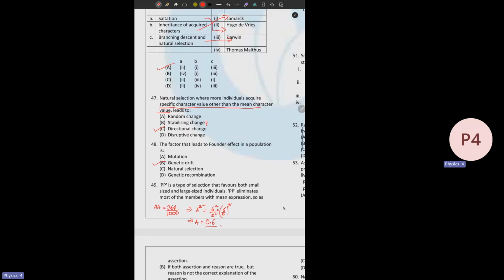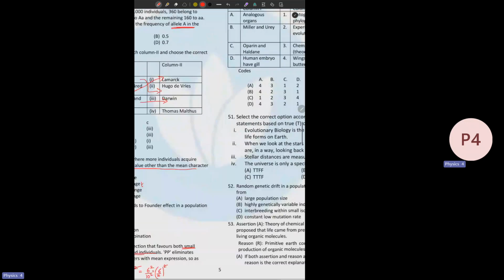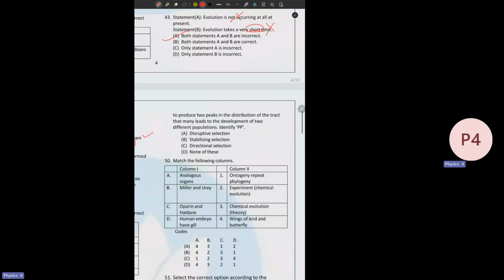Next, capital P is a type of selection that favors both small sized and large sized individuals. Capital P eliminates most of the members with mean expression so as to produce two peaks in the distribution. See, now the hint is in the question itself that in the graph of a natural selection, there are two peaks, and two peaks arise in disruptive selection. So hence the answer is A.